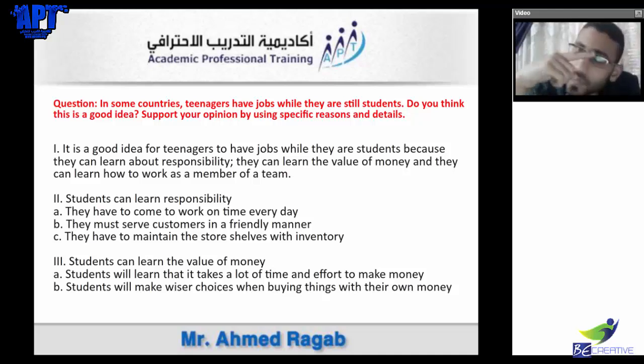Now the second thing, I need to talk about how students can learn responsibility. So these are the points. They have to come to work on time every day. They must serve customers in a friendly manner. They have to maintain the store shelves with inventory. So that's responsibility. Students can learn the value of money. Students will learn that it takes a lot of time and effort to make money. So they make wiser choices when buying things with their own money. So these are some ideas for my body paragraph.